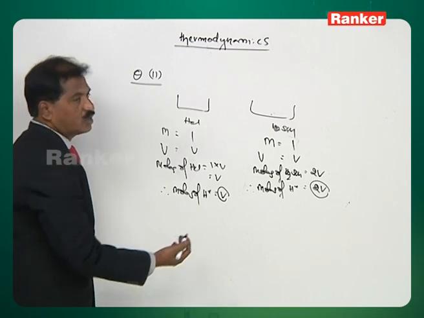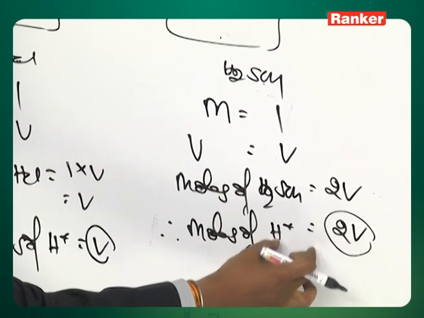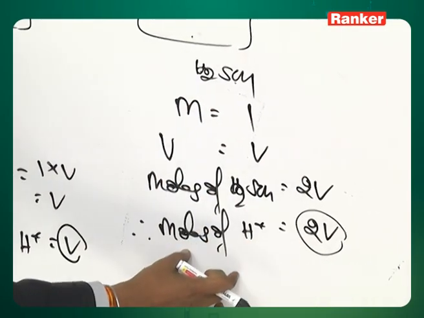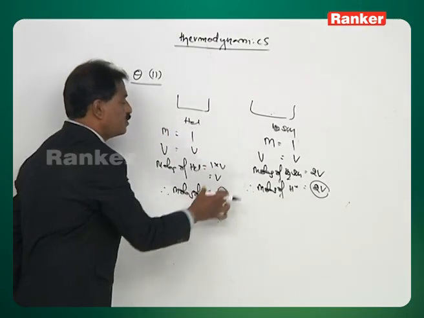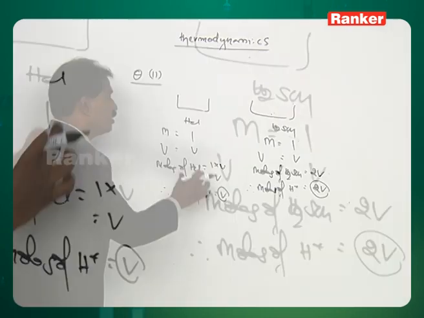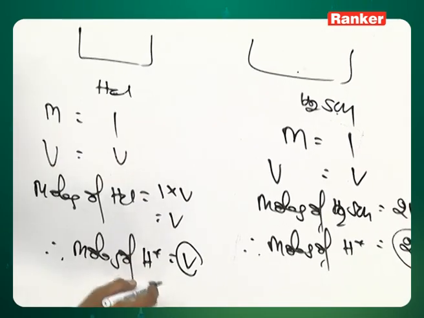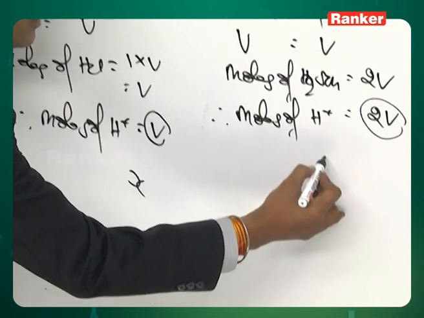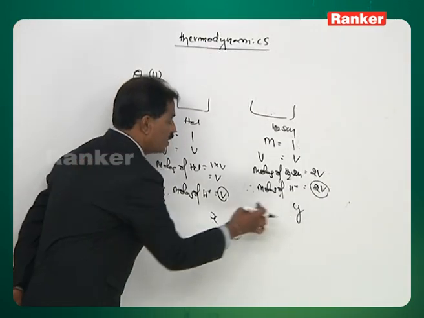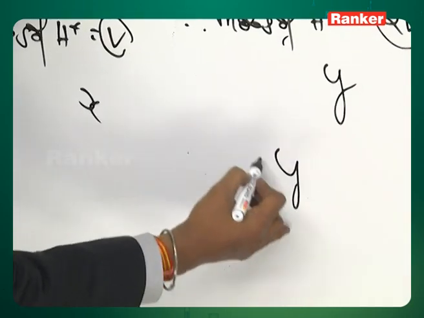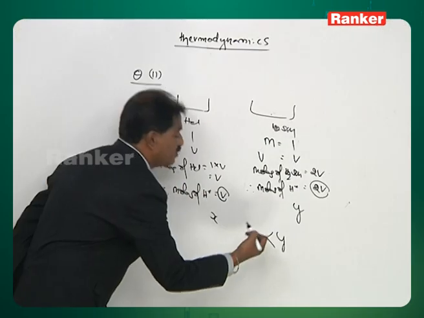That means here total moles of the H plus ions are more. Therefore, more degree of neutralization takes place. Hence, more amount of the heat will be liberated here. Here, less amount of the heat will be liberated. The quantity of heat liberated from the HCl is given as X. The quantity of heat liberated from H2SO4 is given as Y. Next, this Y is more and X is less. So, therefore, the relation between X and Y is this one.